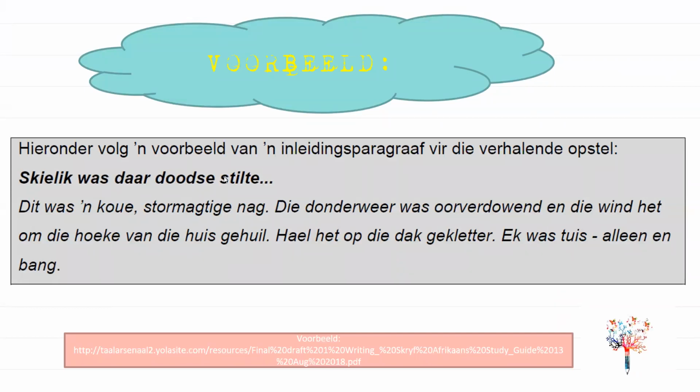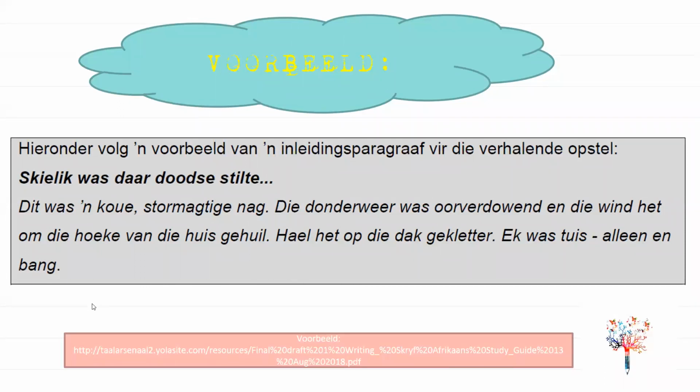Skielik was daar doodse stilte, and suddenly it was silent. Dit was 'n koue, stormagtige nag. It was a cold and stormy night. Die donderweer was oorverdowend. The thunder was racing, and die wind het om die hoeke van die huis gehuil. And the wind came around the corners of the house and it howled. Haal het op die dak gekletter. Hail was making loud noises on the roof. Ek was tuis, alleen en bang, and I was at home, alone and scared.